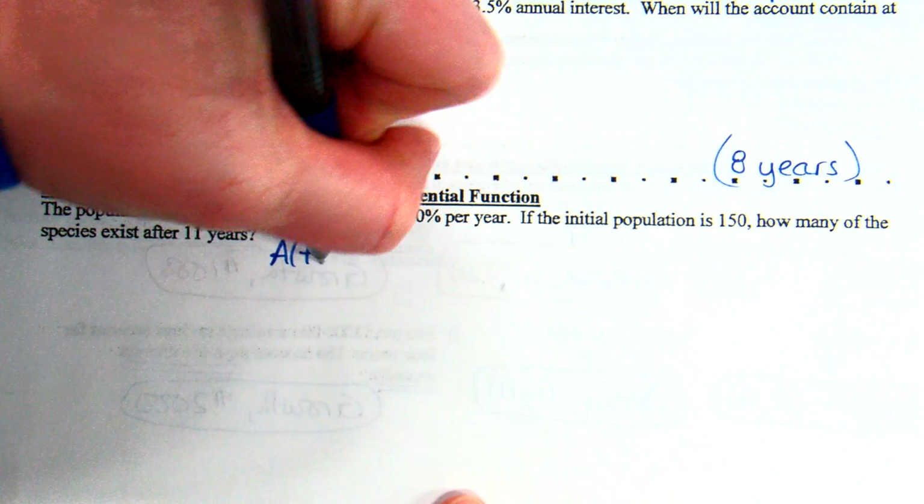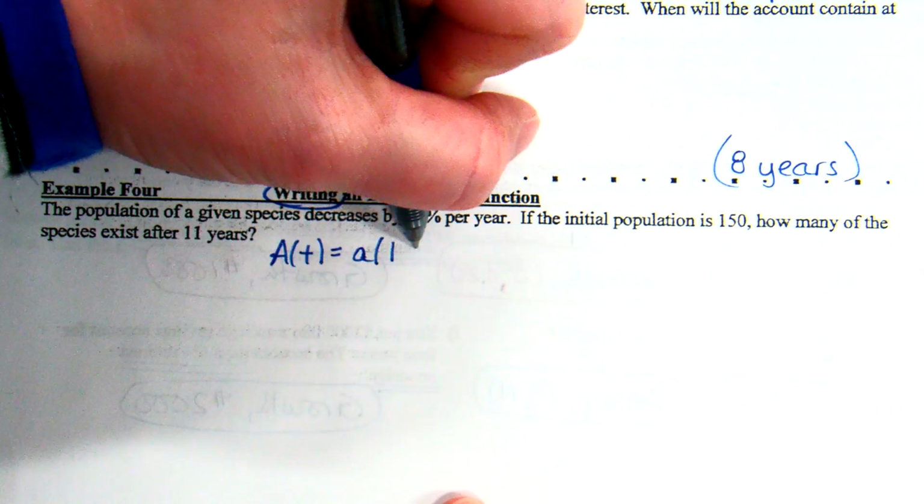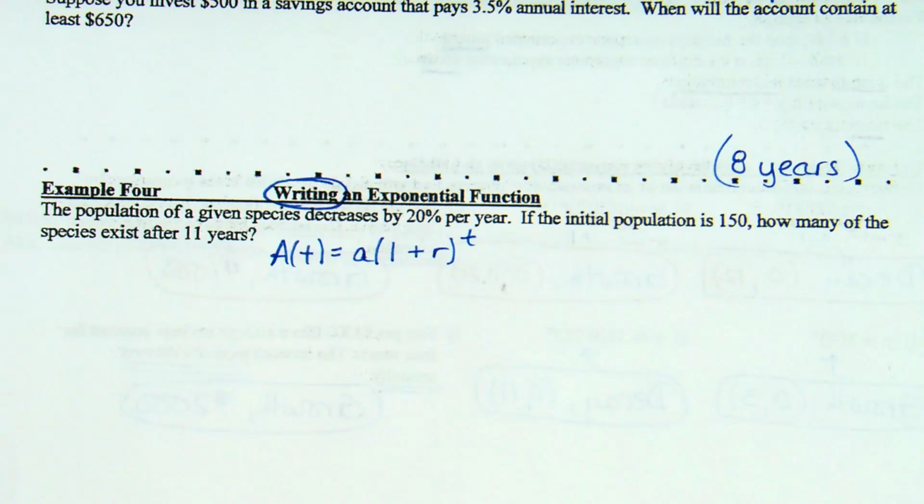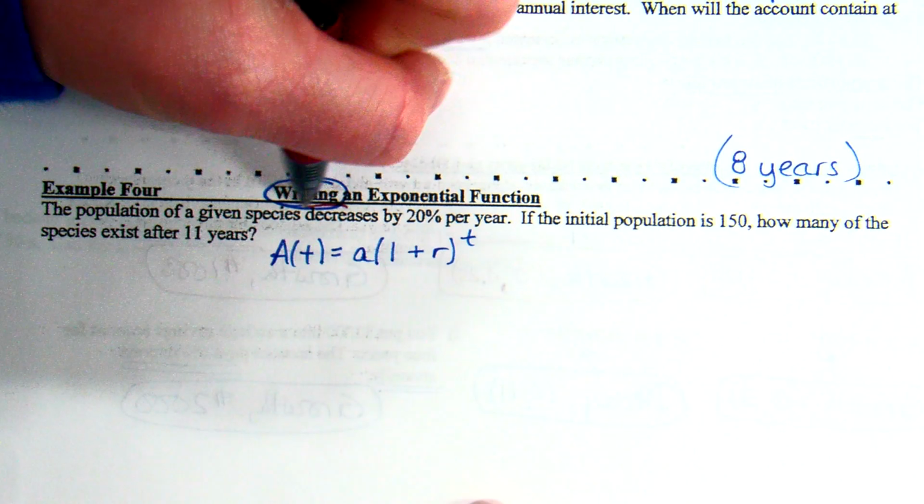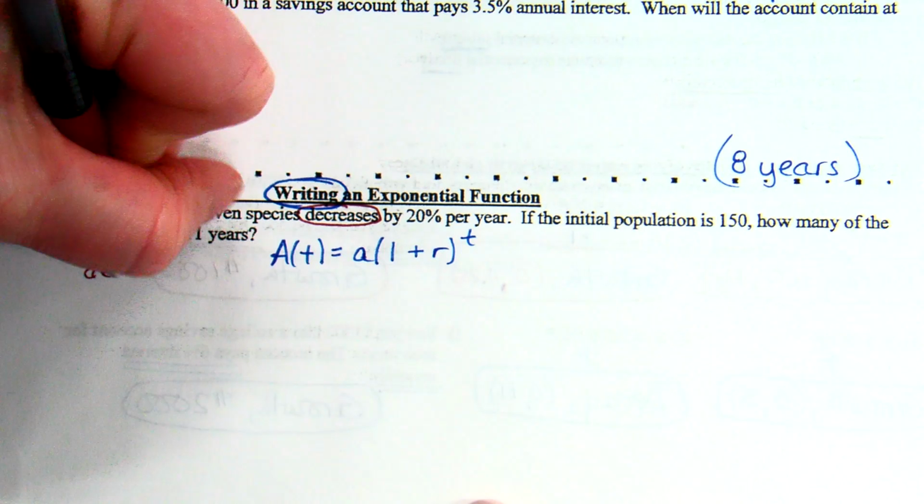So first of all, we already have a function for today, right? A of t equals a times 1 plus r raised to the t. If you prefer, you can make those p's for population. I'll actually probably change this to y's and x's here. But if we're going to use this same idea, the population of a given species decreases by 20% per year. What's that tell you right there? Okay, first of all, the word decreases means this is going to be a decay, yes?